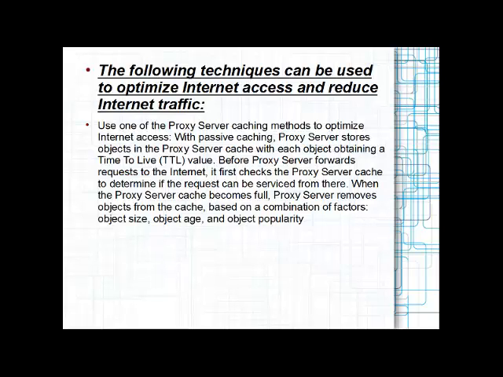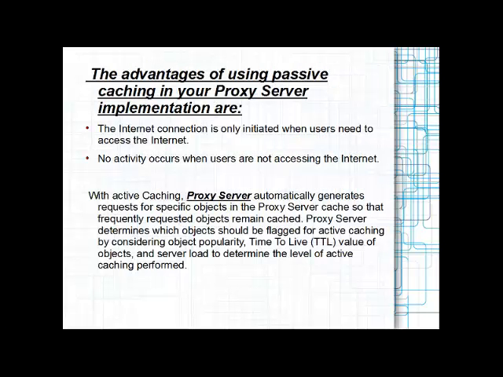When the proxy server cache becomes full, proxy server removes objects from the cache based on a combination of factors: object size, object age, and object popularity. The advantages of using passive caching in your proxy server implementation are: the internet connection is only initiated when users need to access the internet. No activity occurs when users are not accessing the internet.